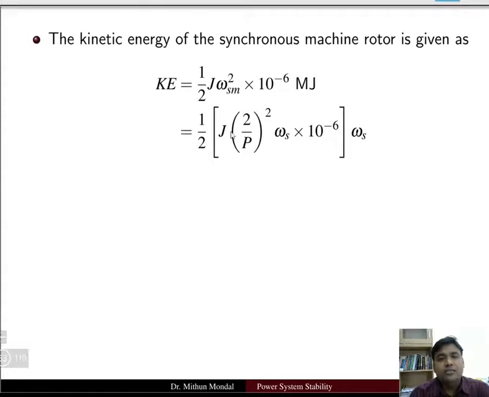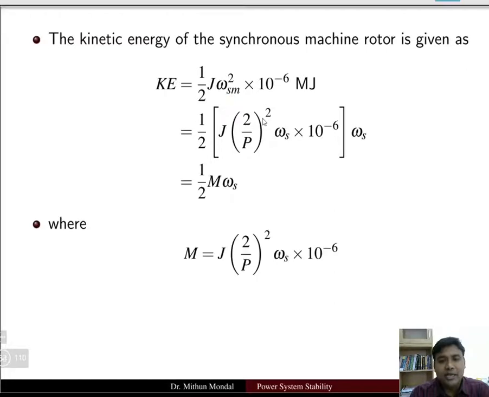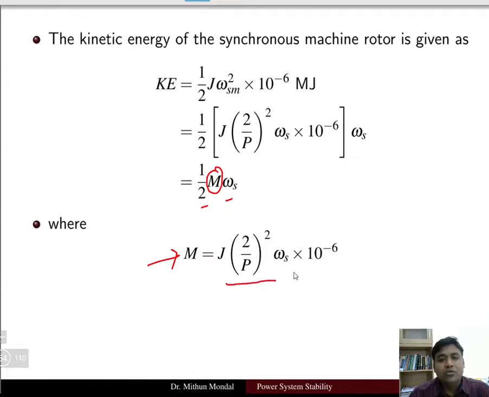Then if we substitute the value of omega sm, that is the synchronous speed of the machine, in terms of omega s, we get a formula equal to half M into omega s, where M, in terms of J, is 2 by P square into omega s into 10 to the power minus 6. So the kinetic energy of the synchronous machine rotor is given by half M into omega s, where M is given by this term.